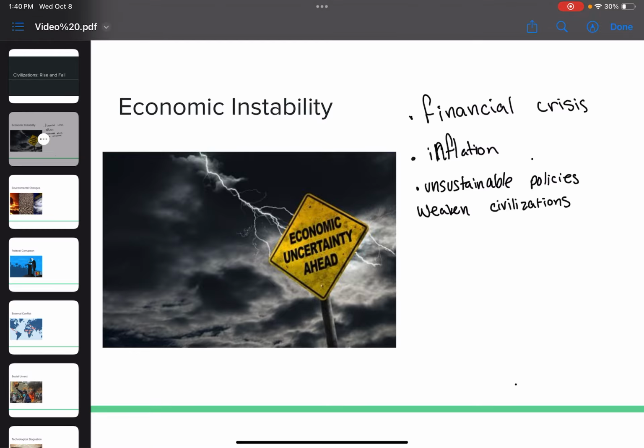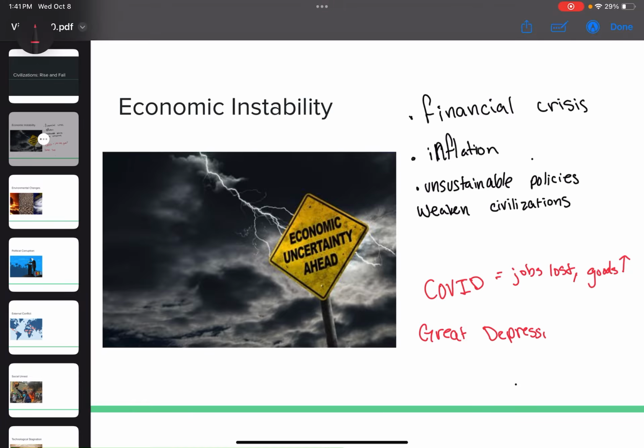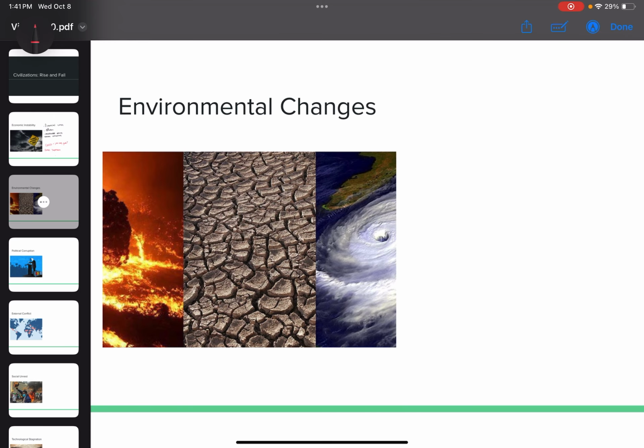So these are some of the ways that economic instabilities can show up. If you want to think about an example of how this would show up, you could turn and talk to your peers. One of my classes talked about it, and a big one was COVID. When COVID hit, people would lose their jobs, and then the cost of goods would go up. Jobs lost, goods go up, right? Another way this could show up, if you remember back to world history, is the Great Depression, and so on, right?